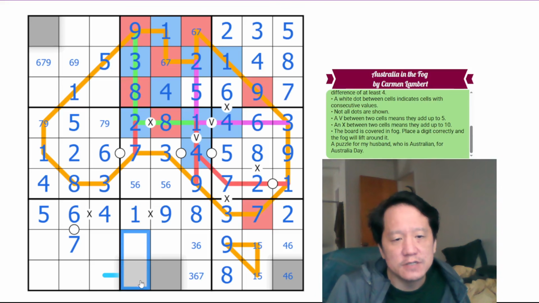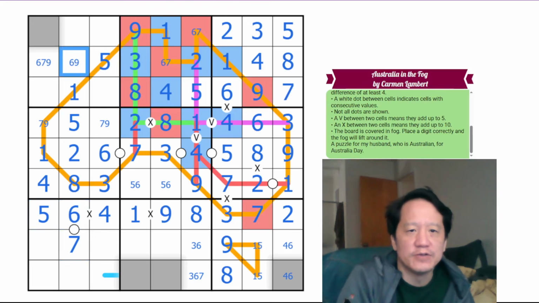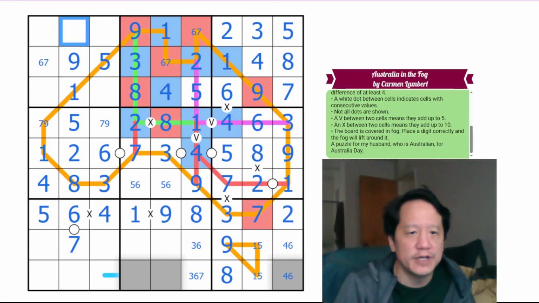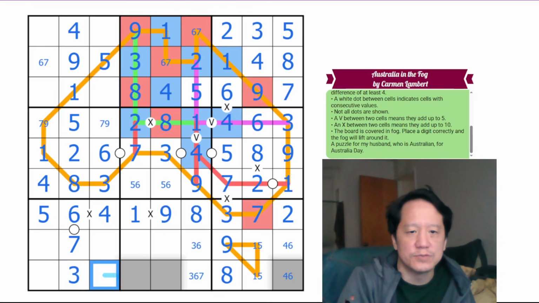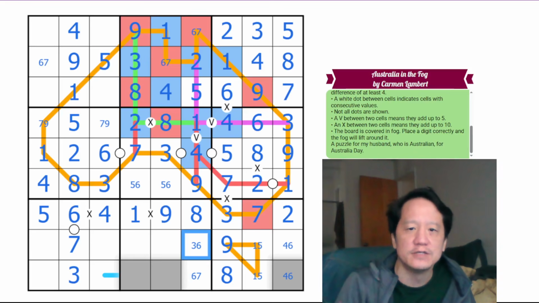Remaining digits of... Let's do column 2. We have 3, 6. This 6 eliminates 6 here, so this is 9. Okay, well, that's helpful. So that eliminates 9. We just have 3 and 4 remaining. This can't be 3 because of 3 in the row, so this is 4, which makes this 3, which eliminates 3 here. Where is the 3 in column 6? It has to be here.